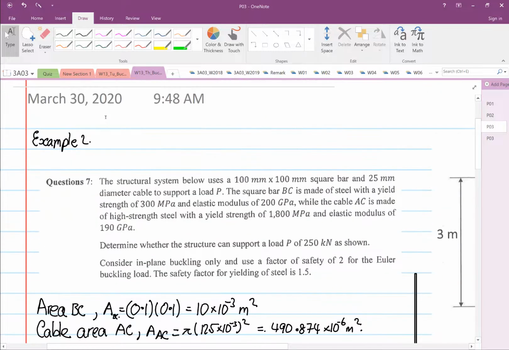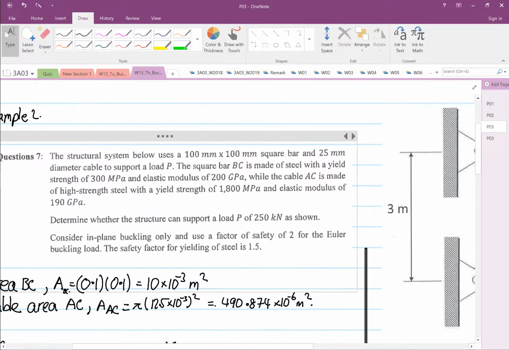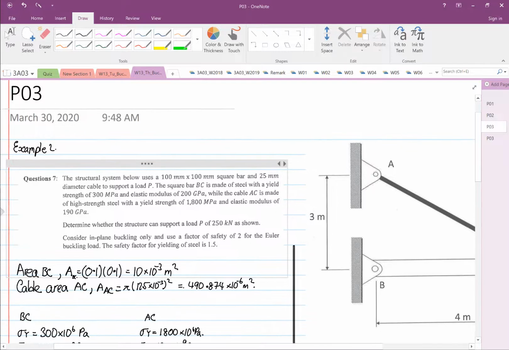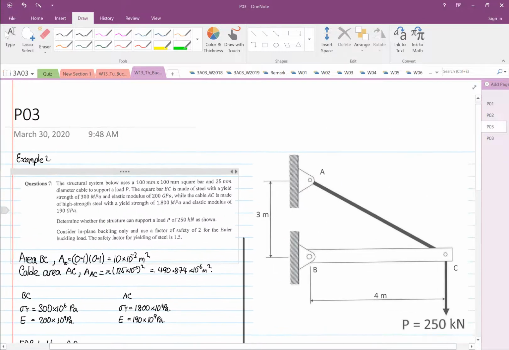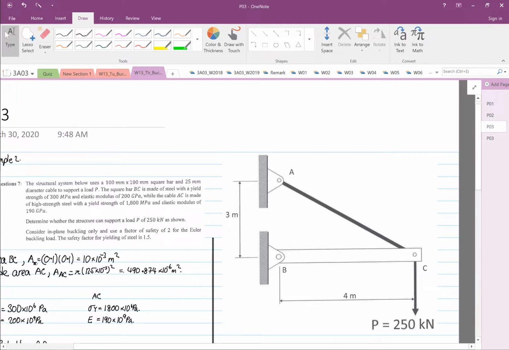Right, hi. Example number 2. The structure uses this structure over here. It uses a 10 by 10 millimeter bar and 25 millimeter cable to support the load P. Okay, so AC, given that BC, this is the bar, and AC, this is a cable. So this is what we've been given.